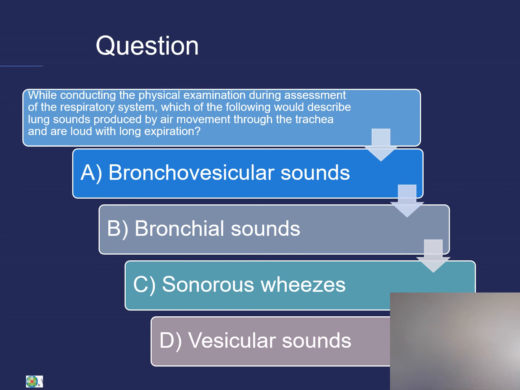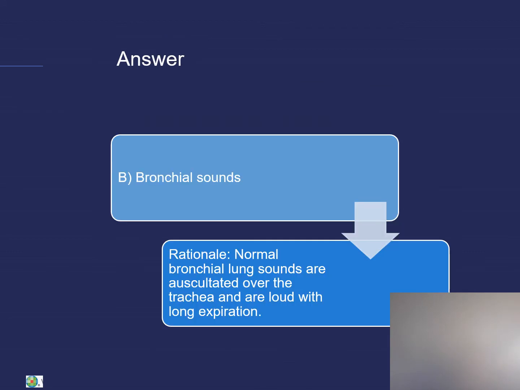So while conducting the physical examination during assessment of the respiratory system, which of the following would describe lung sounds that are produced by air movement through the trachea and are loud with a long expiration? These are going to be your bronchial sounds, which are auscultated over the trachea and again are loud with long expiration.